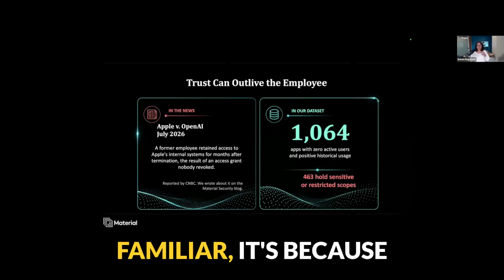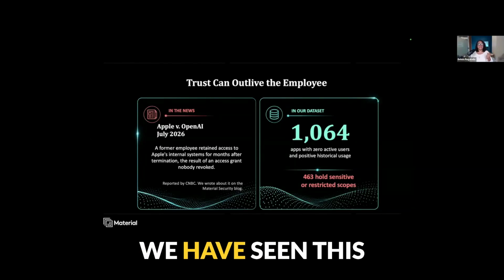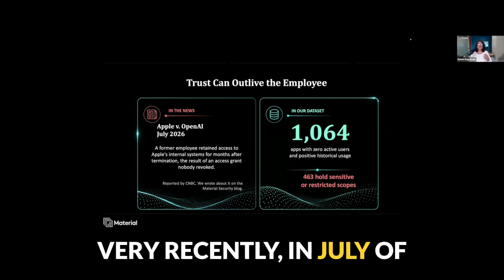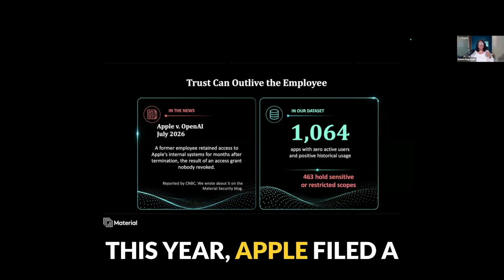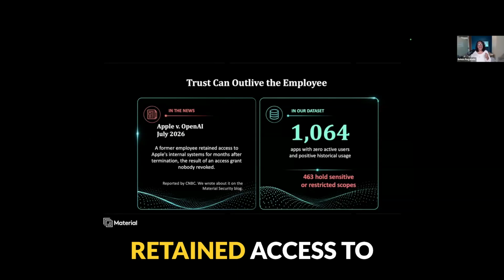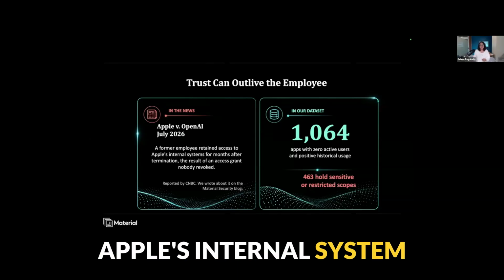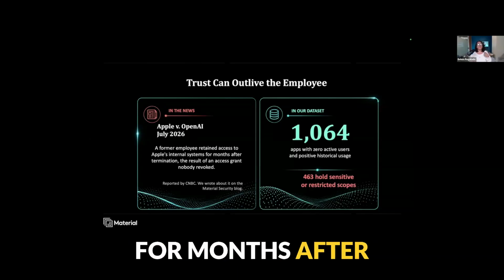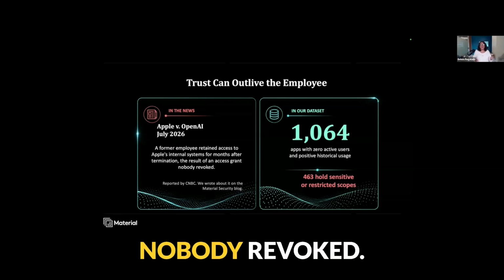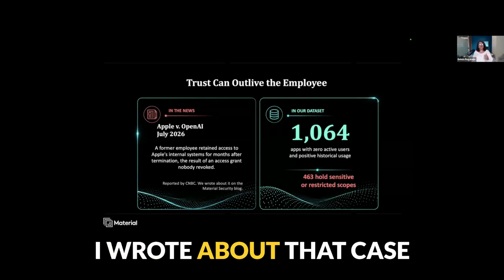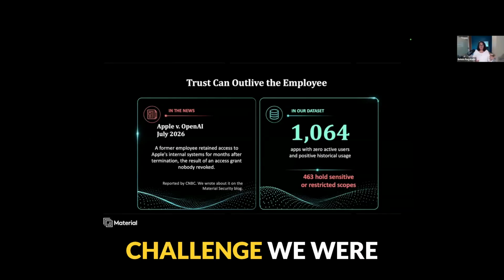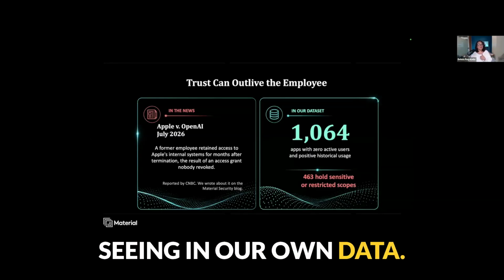If this sounds familiar, it's because we have seen this problem before. Very recently, in July of this year, Apple filed a lawsuit alleging that a former employee retained access to Apple's internal system for months after termination, the result of an access grant nobody revoked. I wrote about that case because it highlighted the same governance challenge we were seeing in our own data.